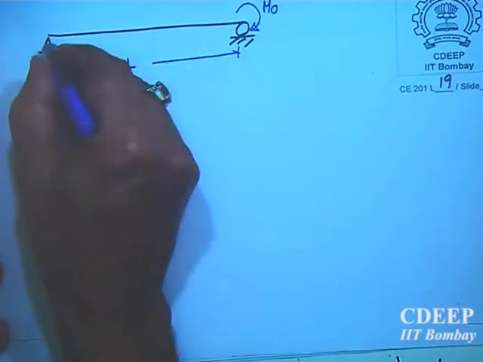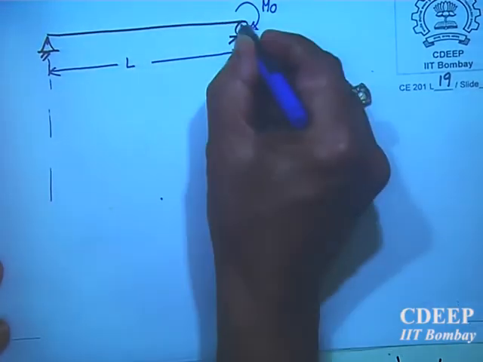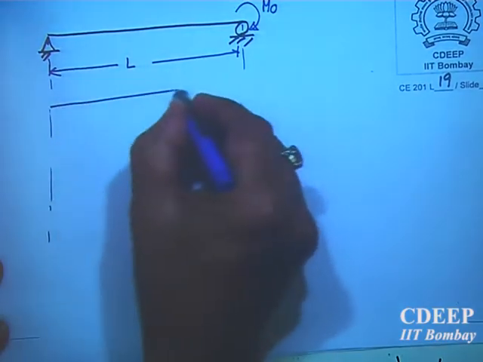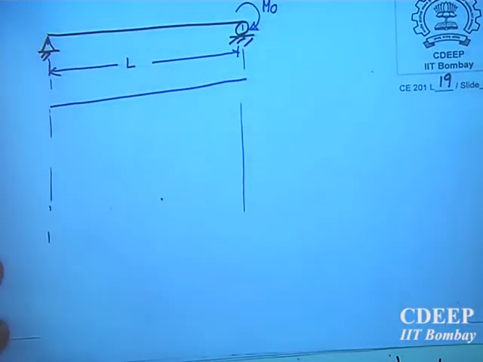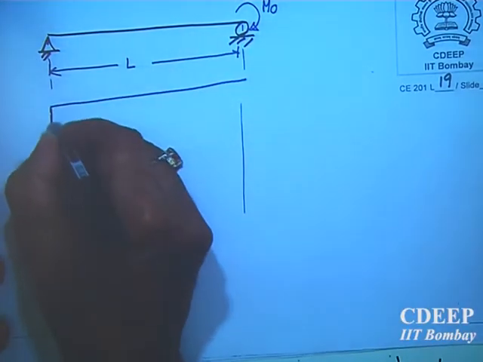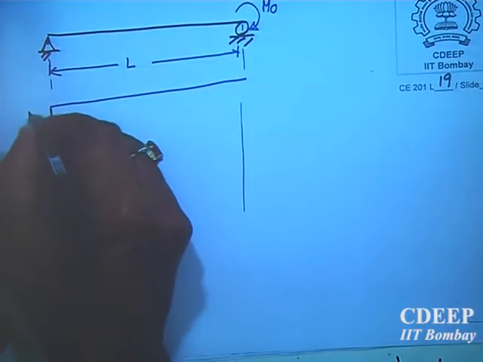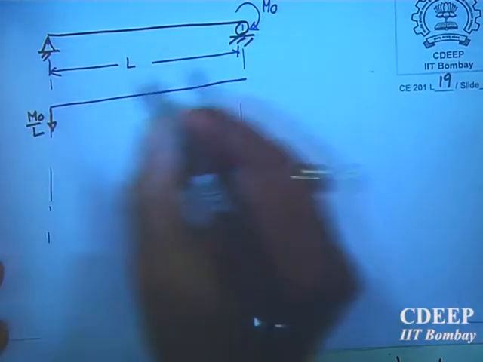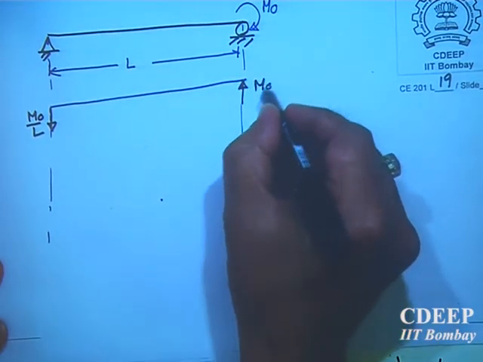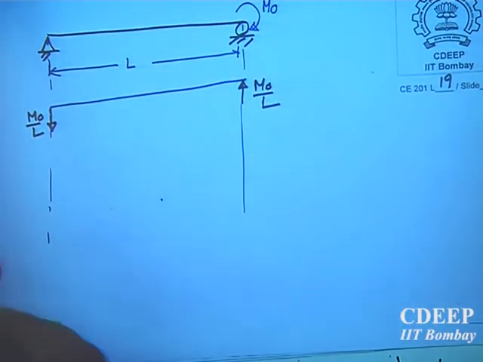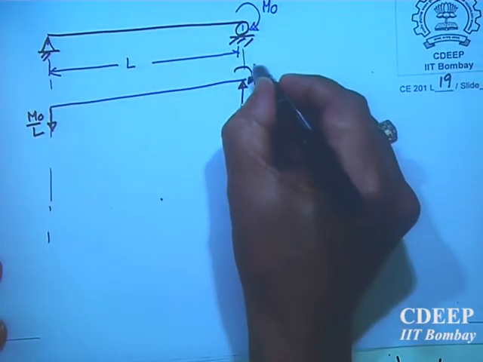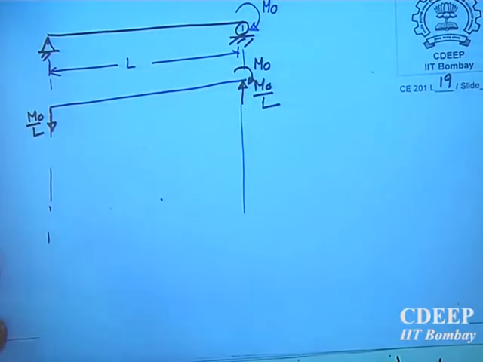Now you tell me what will be the diagram here. Reactions will be same. So if you draw, again it will be m naught by L, m naught by L reaction, and moment is acting here. My m naught is acting here. Am I making any mistake?